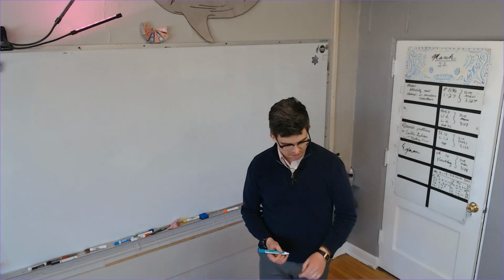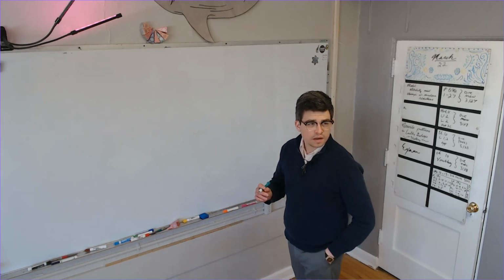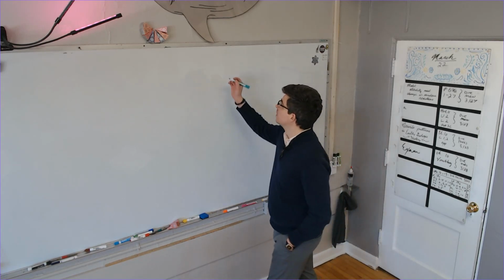Physics time. We're going to use teal today, and we're going to first start out by talking about the equation for universal gravitation. Write it down. We're talking about gravity today.